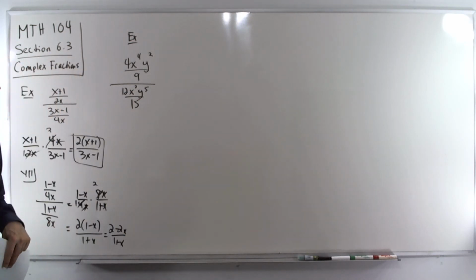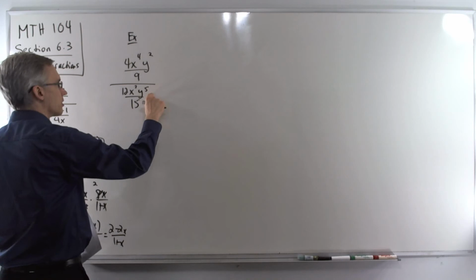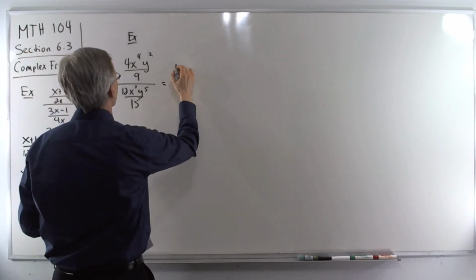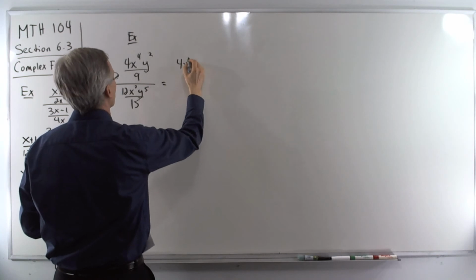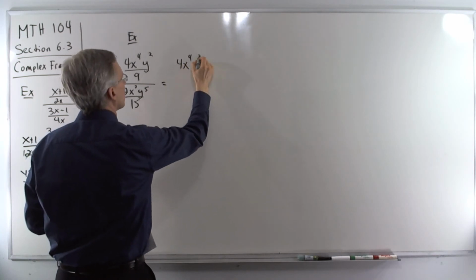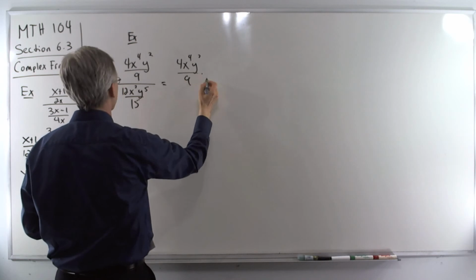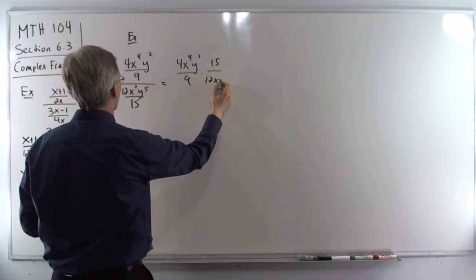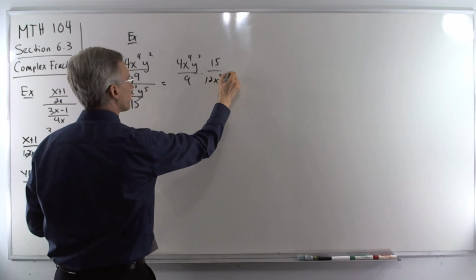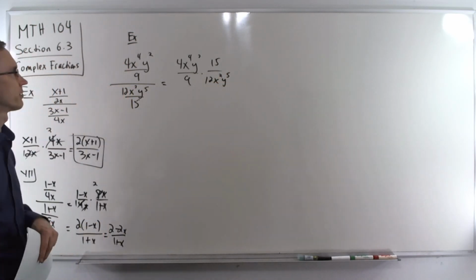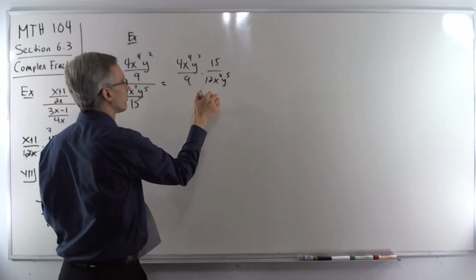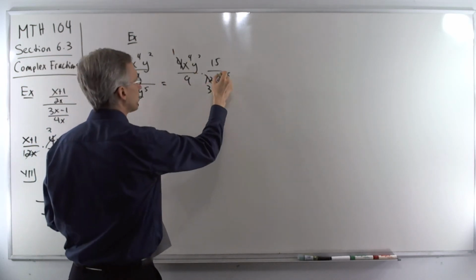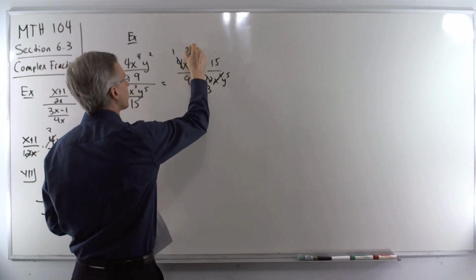All right, so again, we're down to a single fraction on top and the bottom to start, so we can go right to step 2. So that gives us 4x to the fourth, y squared over 9, times the reciprocal here, which is 15 over 12 x squared y to the fifth. All right, now let's see what we can cancel. We got 4 and 12 here, so that reduces to 1/3. We got 2 x's here and 4 of them up here, so we'll have 2 remaining up here.